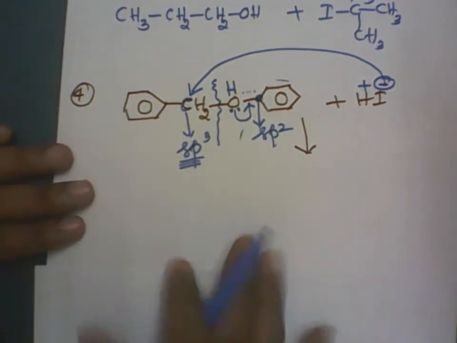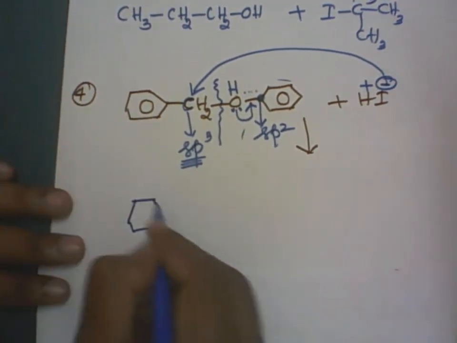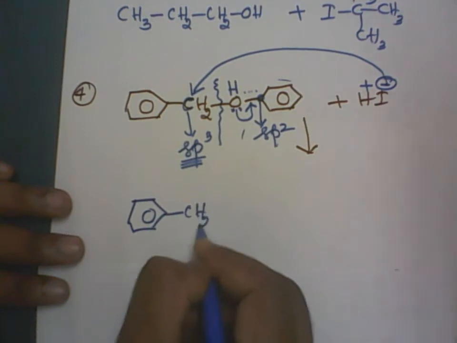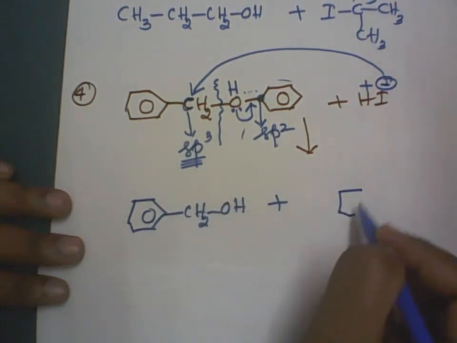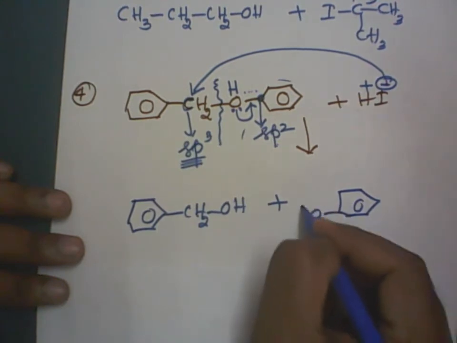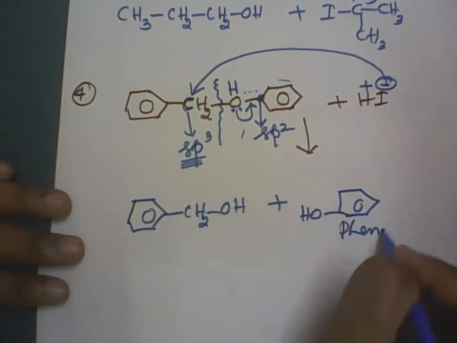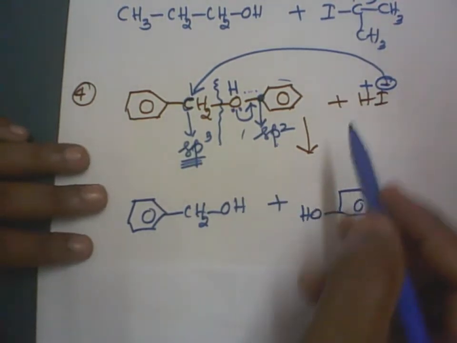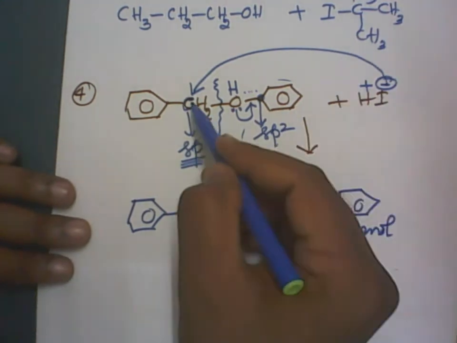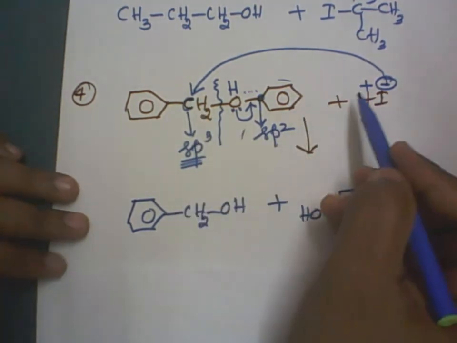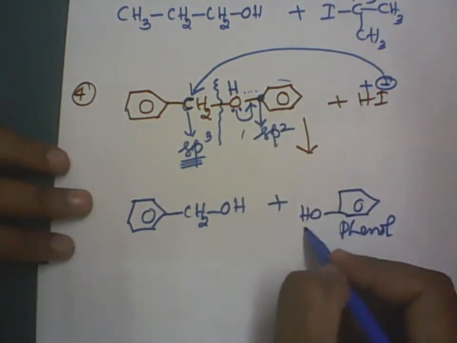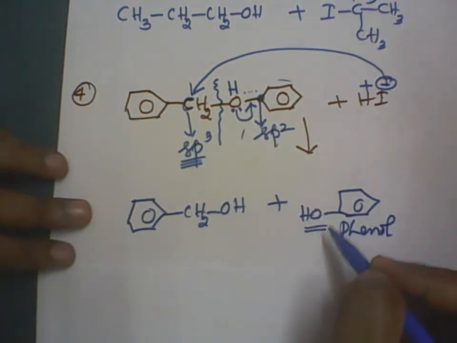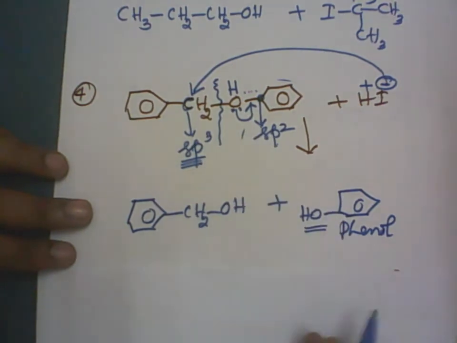Okay. So therefore, we'll now get a benzene ring attached to CH2OH, plus we'll get phenol, a benzene ring attached to the OH directly. So phenol is more stable here. So don't attach iodide to the benzene group directly. So remember, phenol is always the product formed when your benzene is directly attached to oxygen.